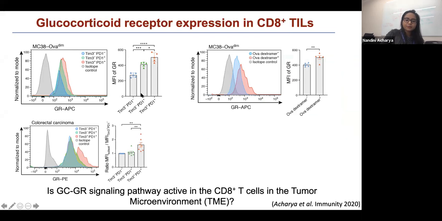And consistent with our previous data, which we've seen in the RNA sequencing, we saw that glucocorticoid receptors progressively increased in the expression from the TIM3 PD1 double negative cells to the PD1 single positive cells, and again was highly expressed in the TIM3 PD1 double positive cells.